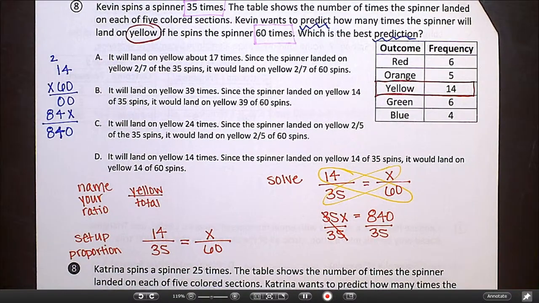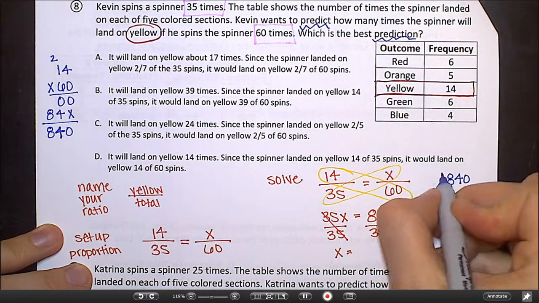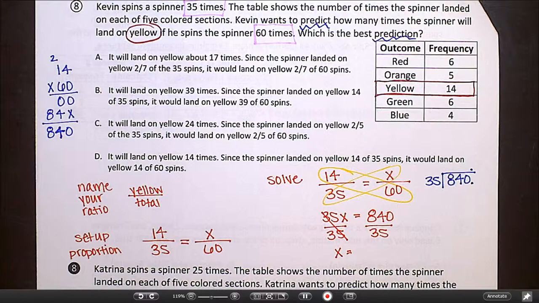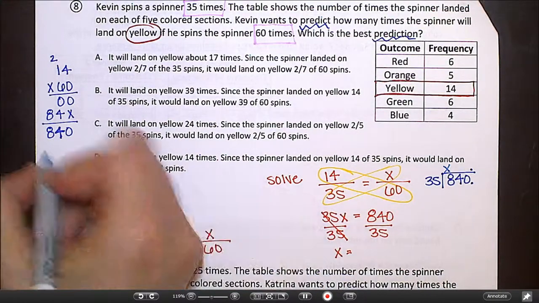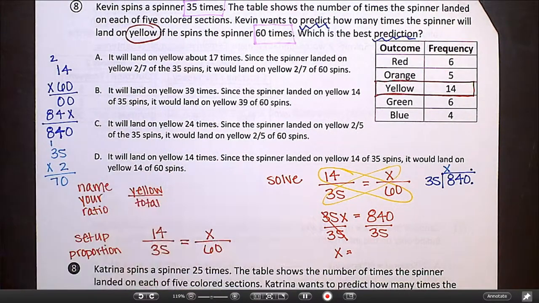Cross out my 35s. There's nothing I can get rid of on the right side, so I just have to go ahead and divide. So I'm going to do this very neatly. Give myself plenty of space. Let's put our decimal up in the quotient before we start. 35 does not go into 8, but it does go into 84. So I'm going to start looking at what I know. Okay, well I know that 35 times 1 is 35. Let's try 35 times 2, which is 70. So that'll fit.